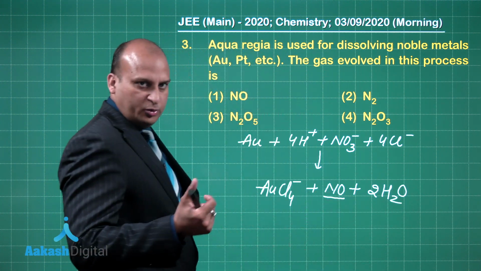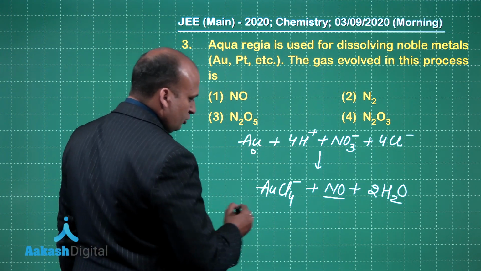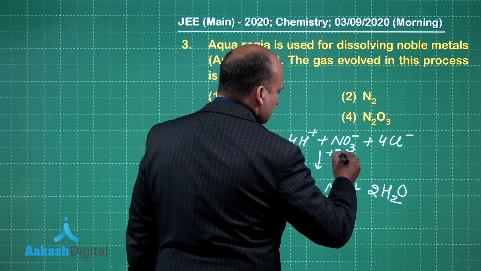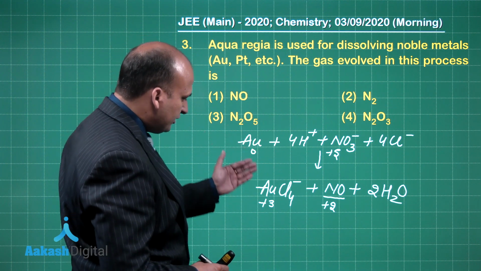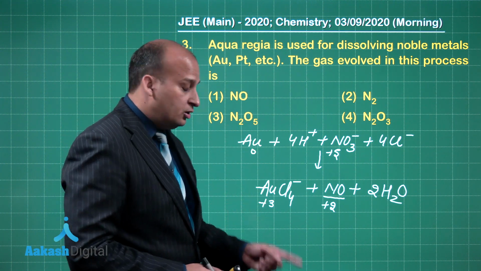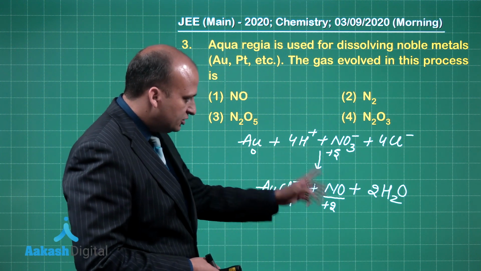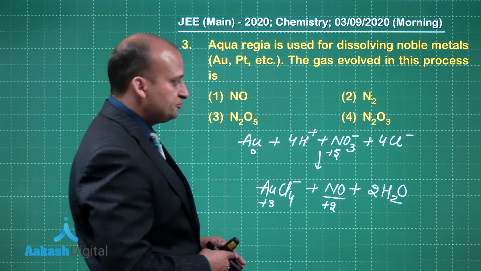Now I would like to tell you one more thing over here. See, gold over here is in 0 oxidation state, over here it is in +3. Nitrogen over here is +5, over here it is +2. So if you see, 3 electrons are lost by gold. Oxidation of gold is taking place, right? And here the reduction is taking place. Nitrogen is converting from +5 to +2.